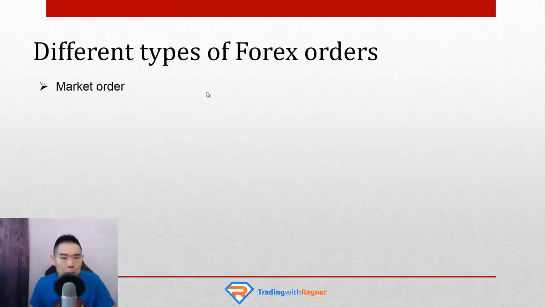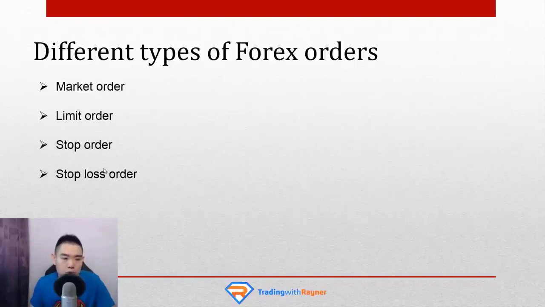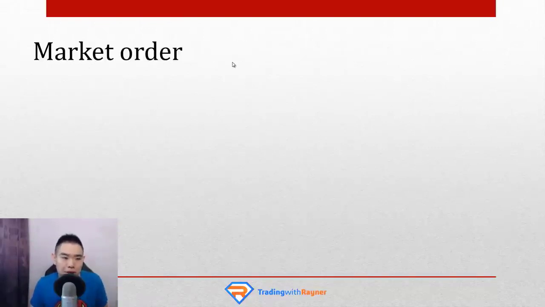First one, market order. Second one is a limit order. Third one is a stop order. And finally, a stop loss order. So let me explain each one of them step by step. First one is a market order. So let's say it's a buy market order, because it could also be a sell market order. The concept is the same, but in this case, let's go with a buy market order.